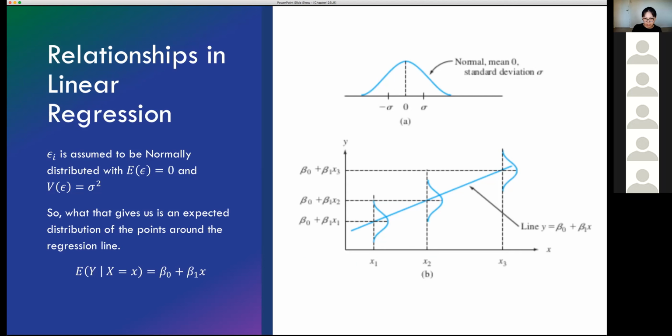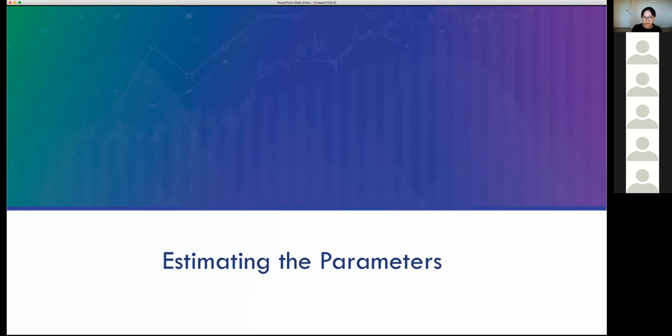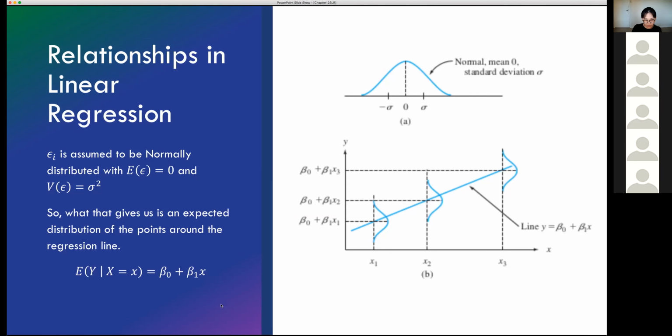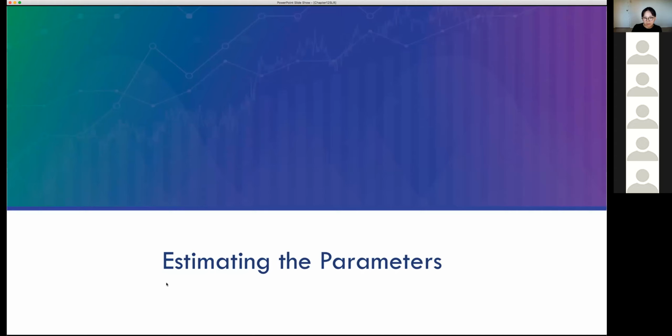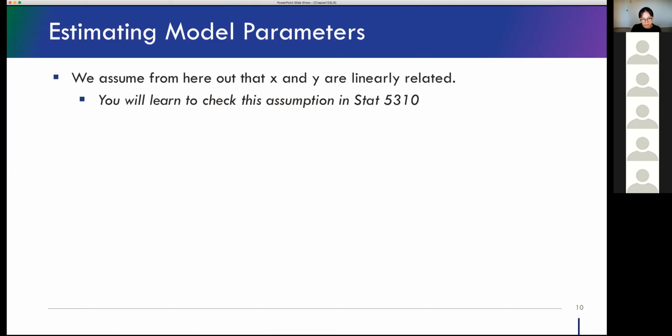Okay, so this is the structure for linear regression. We are trying to find this line so that we get a relationship between y and x. And how do we estimate beta 0 and beta 1? For this straight line, beta 0 is the intercept and beta 1 is the slope. How do we do the estimation? Next we'll talk about parameter estimation in linear regression.